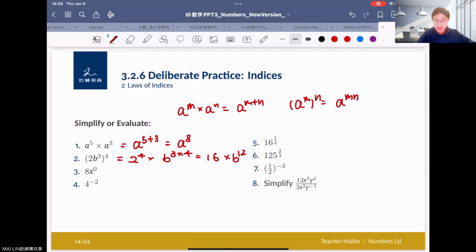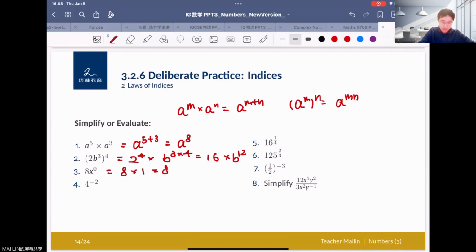So here, and for 8x to the 0, we said for every number, even 0, the power 0 equals 1. Okay, every number's 0 power equals 1, and the final answer is 1. So here it equals 8 times 1, and it's 8, right?